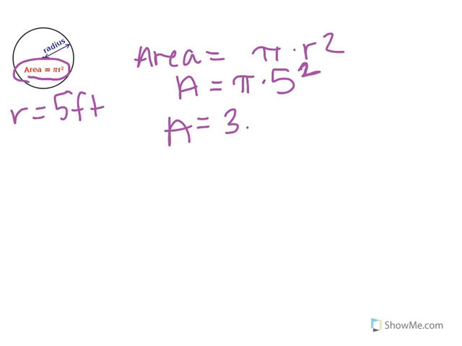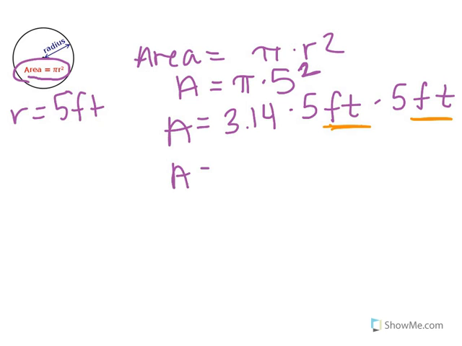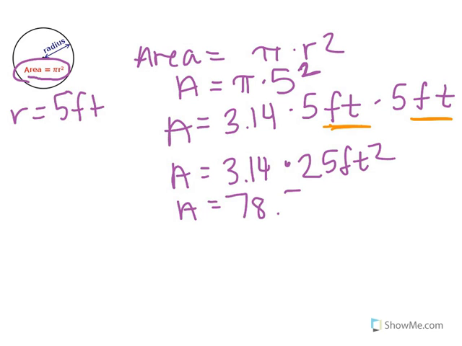And we use 3.14, or 3 and 14/100, to approximate pi times 5 feet times 5 feet. I'm writing this out twice so you can see why our unit will end up being square feet or feet squared. But now I'm left with area equals 3.14 times 25 feet squared. And the area of this circle is 78.5 feet squared.